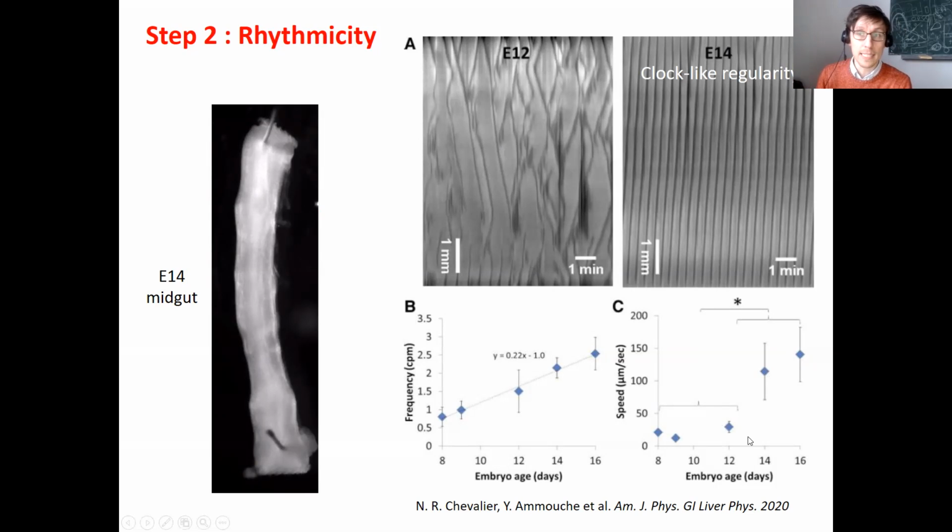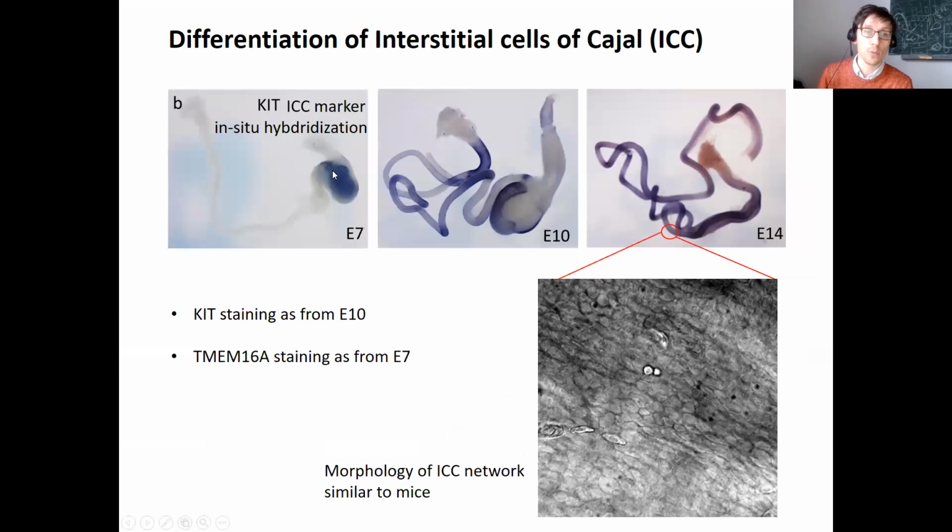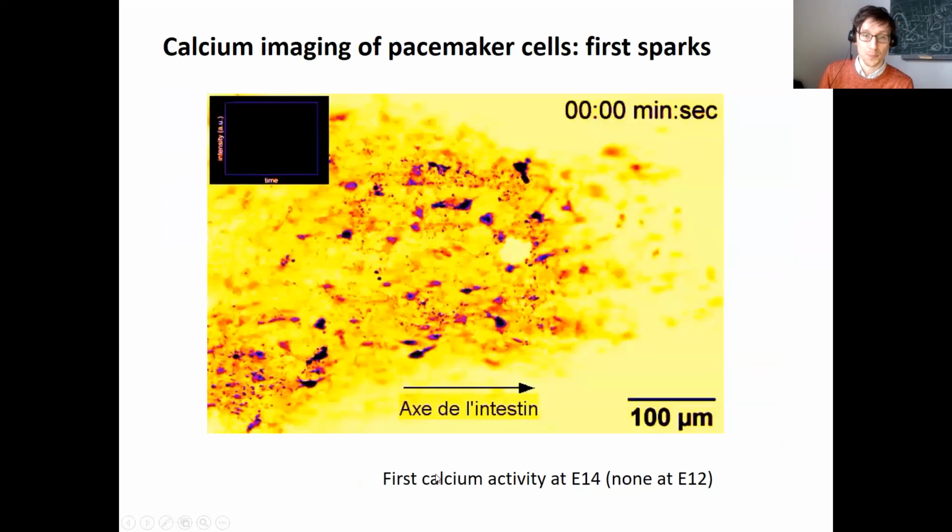We guessed that ICCs could be involved in this behavior, so we labeled them using in situ hybridization for KIT and for TMEM16A. We found first KIT expression from E10 in the chicken embryo, and TMEM16A from E7, and if we look at the morphology of the ICCs, that's what we find. It's a very fine mesh network, similar to that of the mouse.